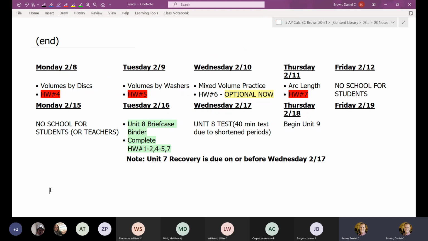Then you have the long weekend. Tuesday will be a review day, and then your test is going to be on Wednesday. Yes, with the modified Wednesdays, I know it's going to be a shorter test, but I can cover all this content in a short number of questions. So that's what you're looking at.